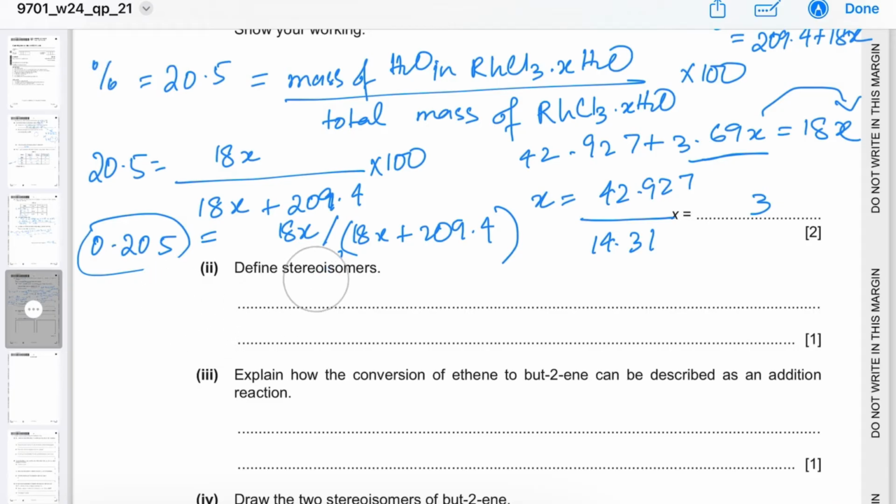Part 2 defines stereoisomerism. Stereoisomers are molecules with the same structural formula and molecular formula, but they have different 3D arrangement of atoms in space.